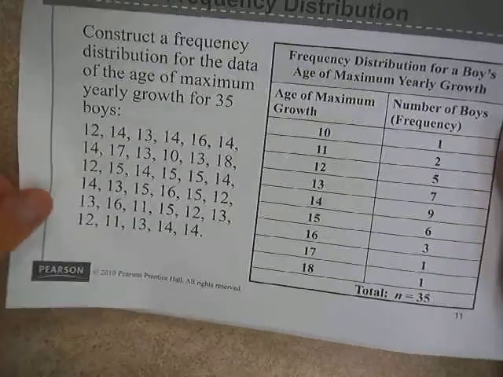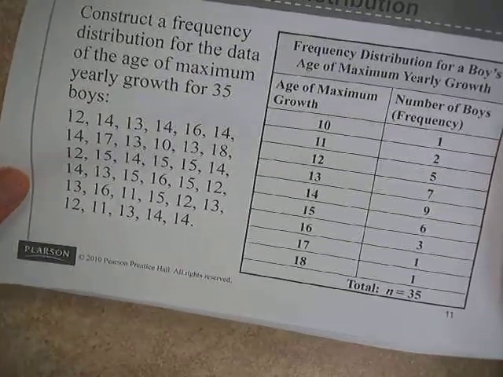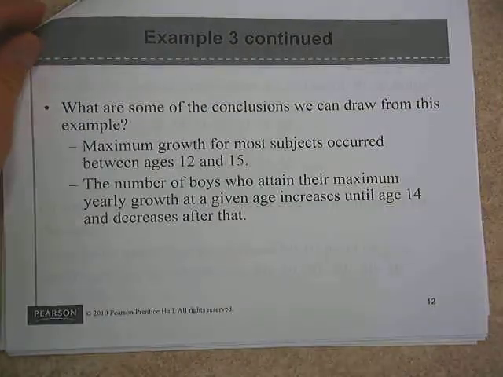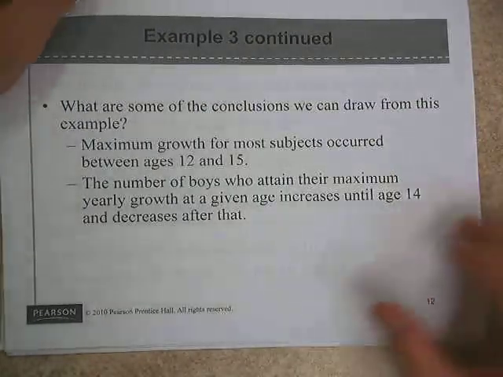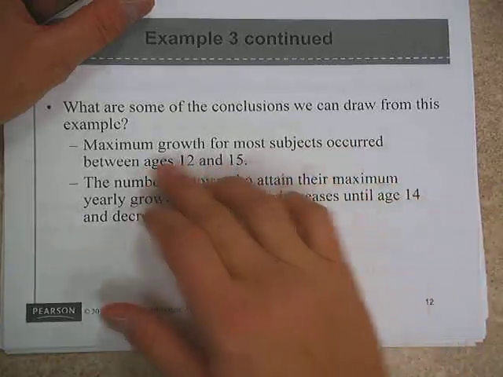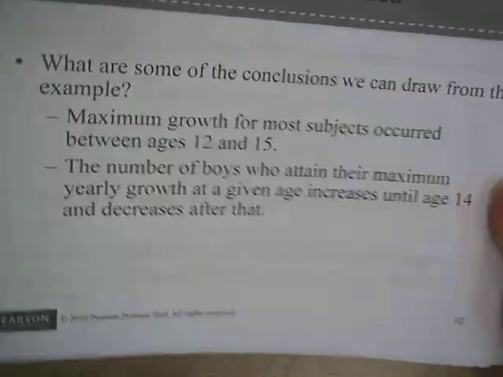So when we have data, especially data where we have some repeats, a lot of 13s, a lot of 14s, etc., a frequency distribution would be a good way to display how many are in each group. So what are the conclusions we could draw?